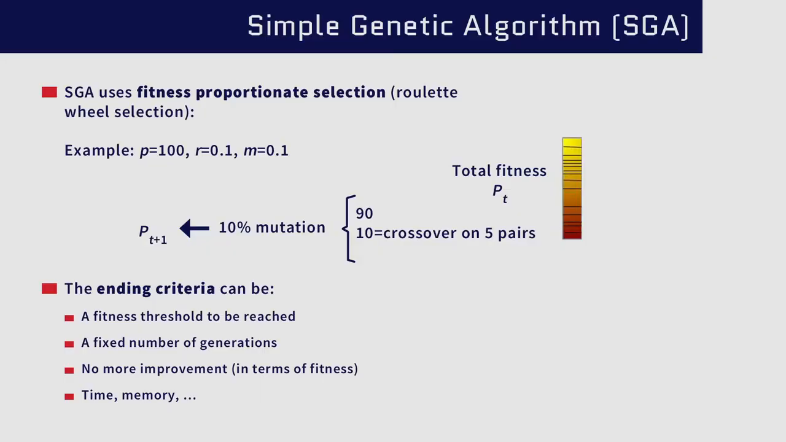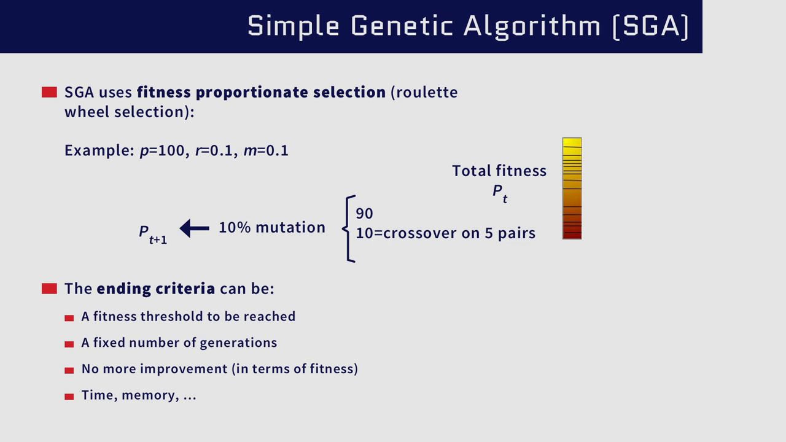It is also called roulette wheel selection. Here is an example of such a selection. If we have a population of 100 individuals, a mutation rate of 10%, and a reproduction rate of 10%, then this is your total population on the right. Each individual is represented here with a volume proportional to its fitness.